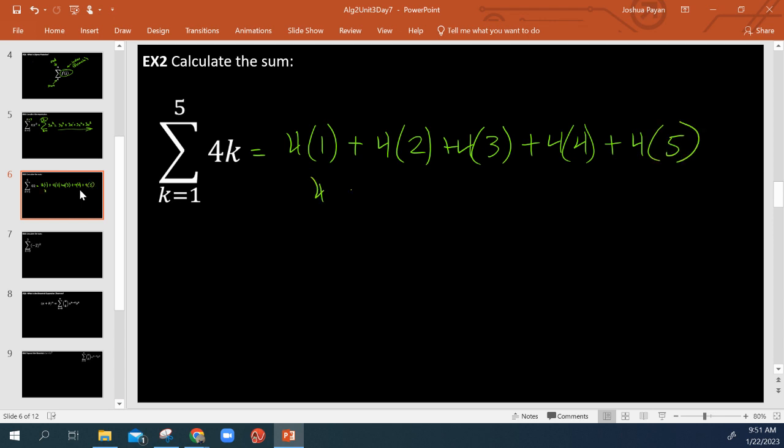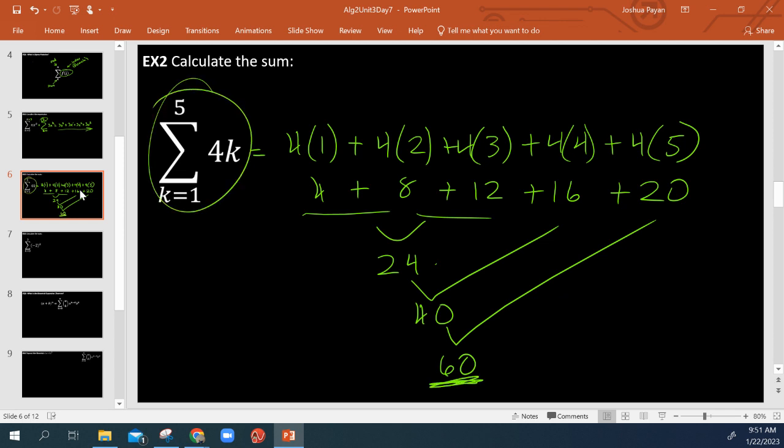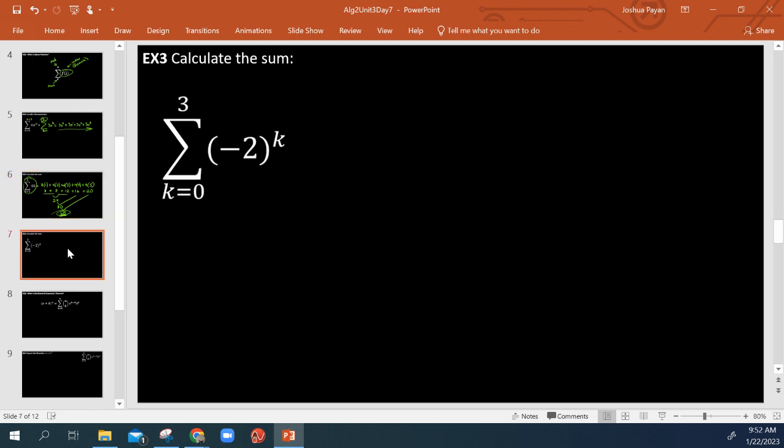So this is 4 plus 8 plus 12 plus 16 plus 20, right? So 12 and 12, that gives me 24. Plus 16, that would be 40. Plus 20, that gives me 60. Okay, so this sum is 60, right? And again, this is just a shorthand of saying that.